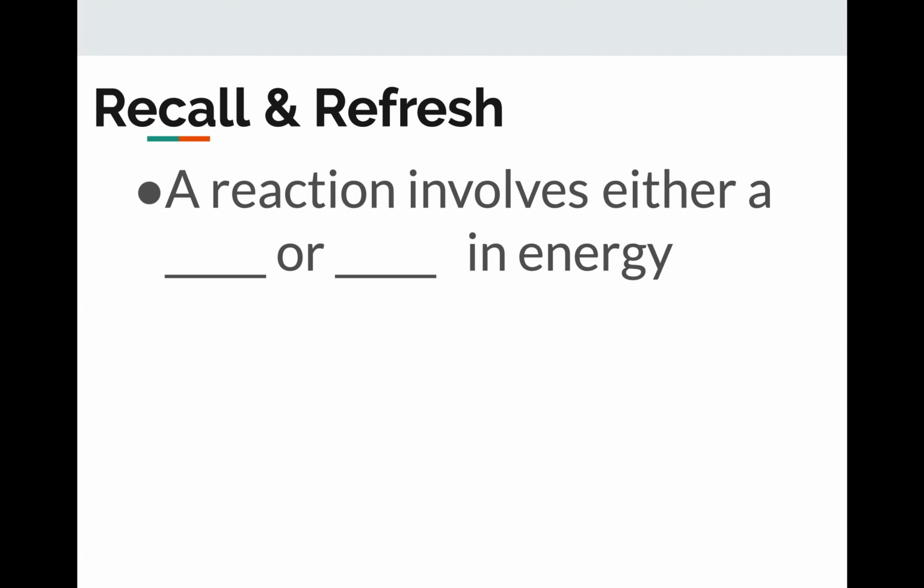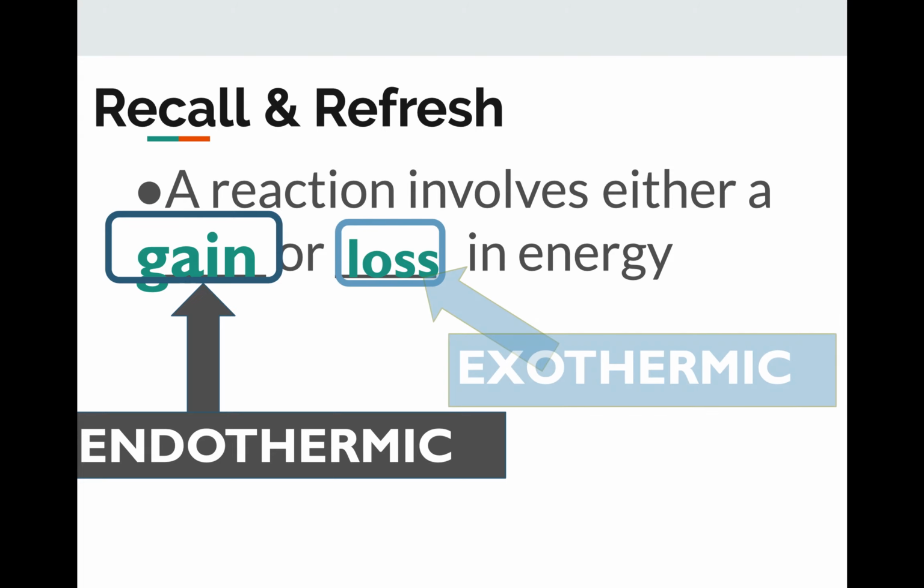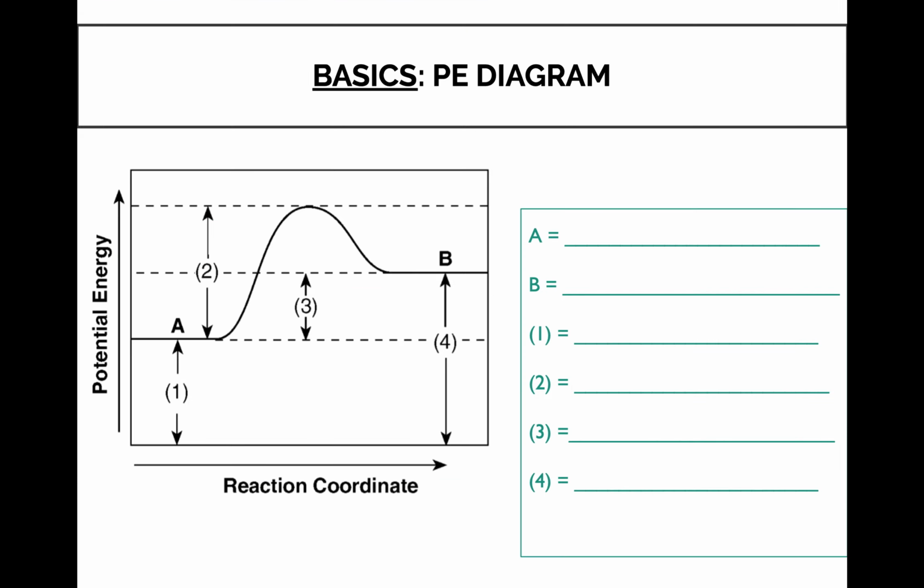A reaction involves either a gain or a loss in energy. A gain in energy is known as an endothermic reaction, whereas a loss in energy is known as an exothermic reaction. So let's go over our PE diagram, and then everything I've been going over is going to make a bit more sense. This line A, where it's labeled A, is going to be the reactants.